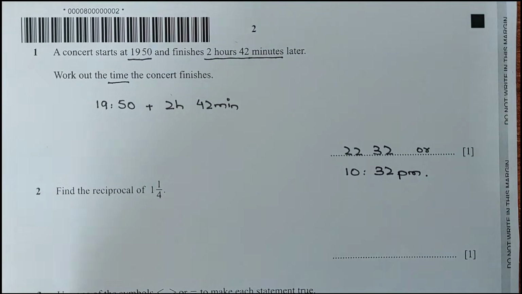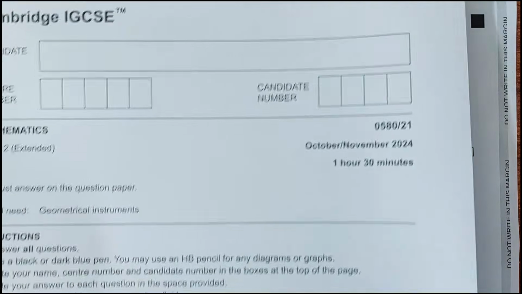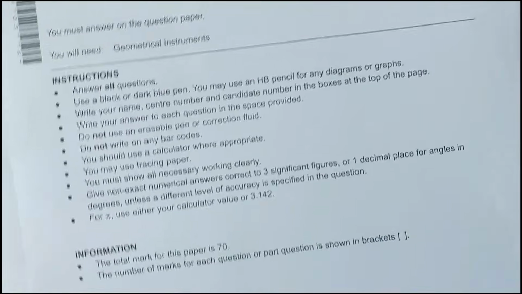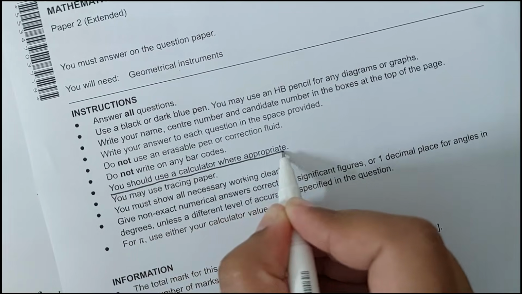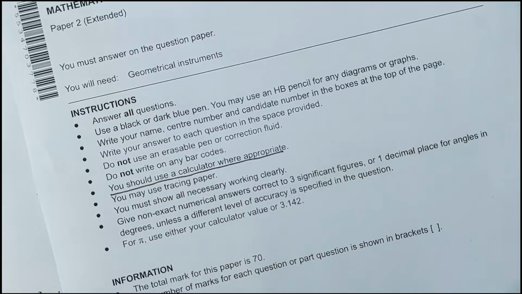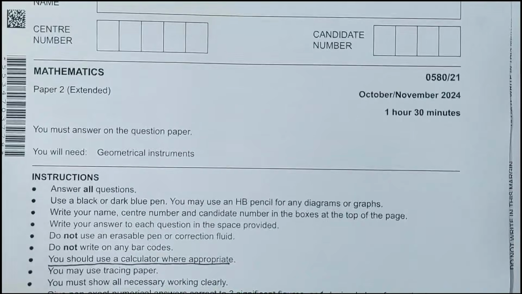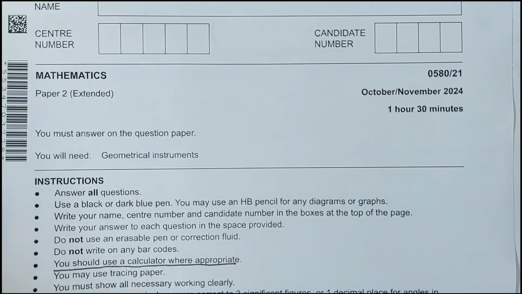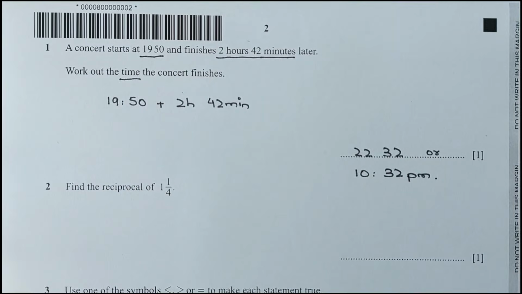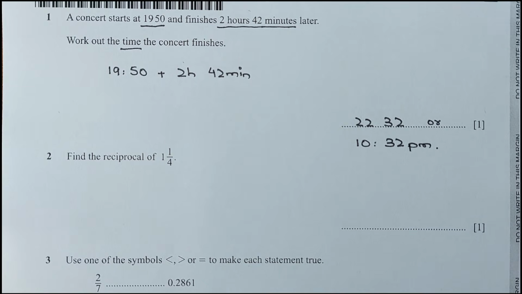You can use a calculator because in 2024 you should use a calculator where appropriate. It is given in the instructions that in 2024 the calculator was allowed, but from 2025 onward Paper 2 is non-calculator. Question number 2, find the reciprocal of 1 by 4.